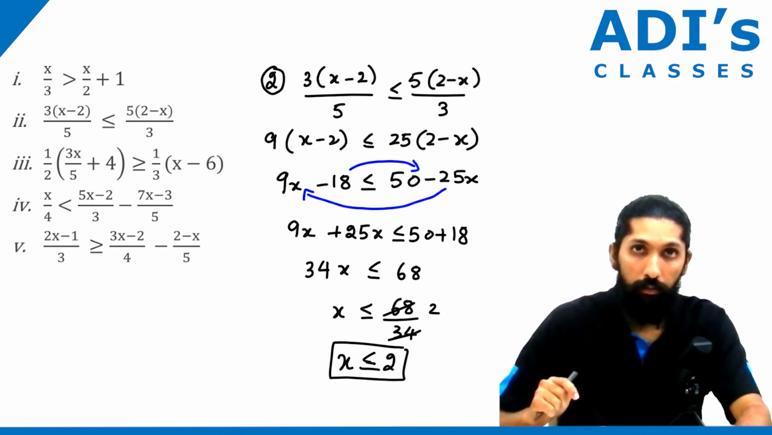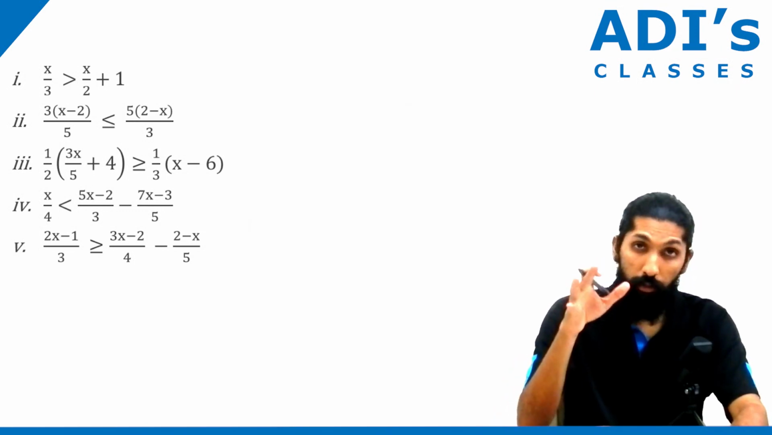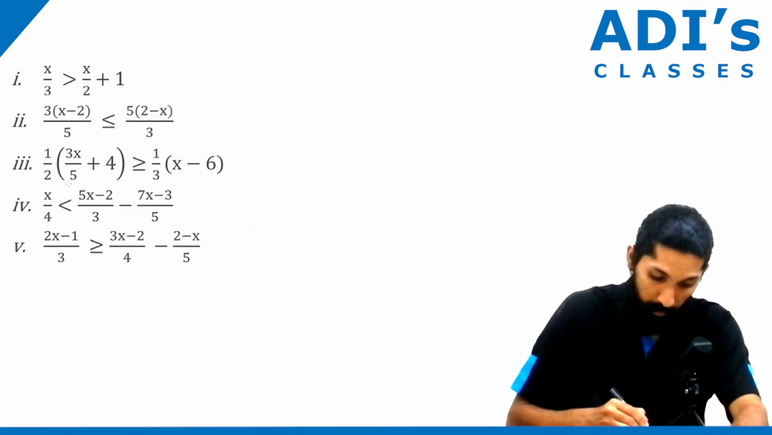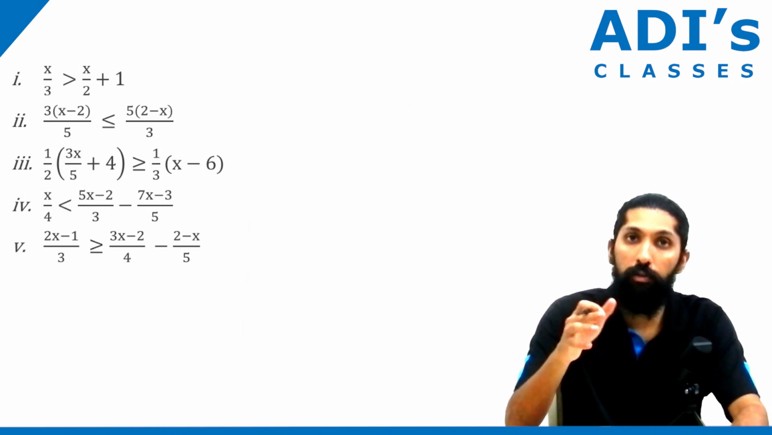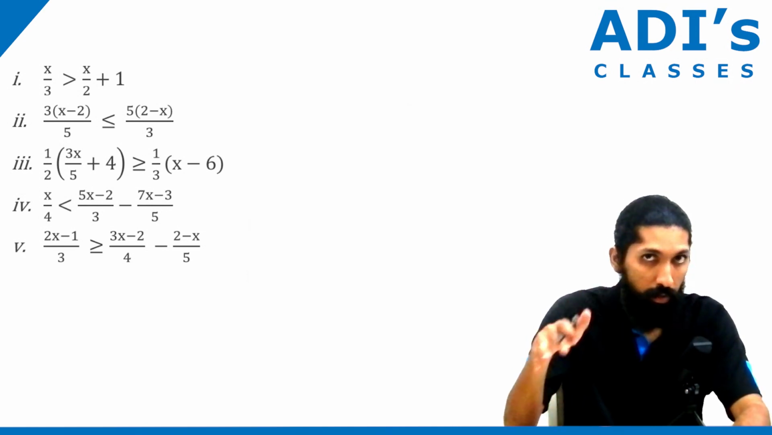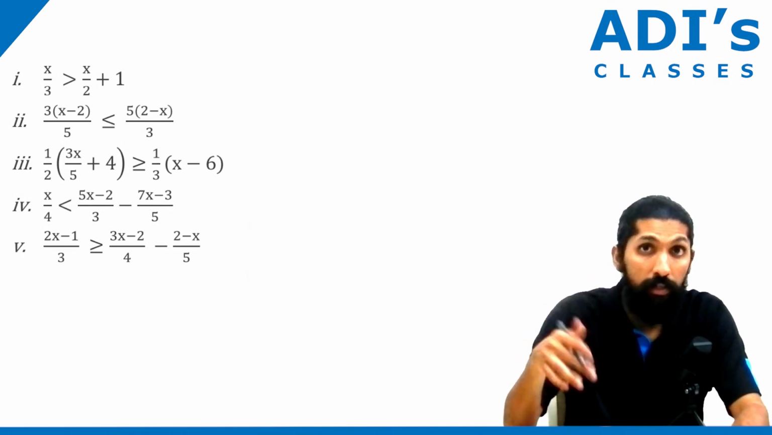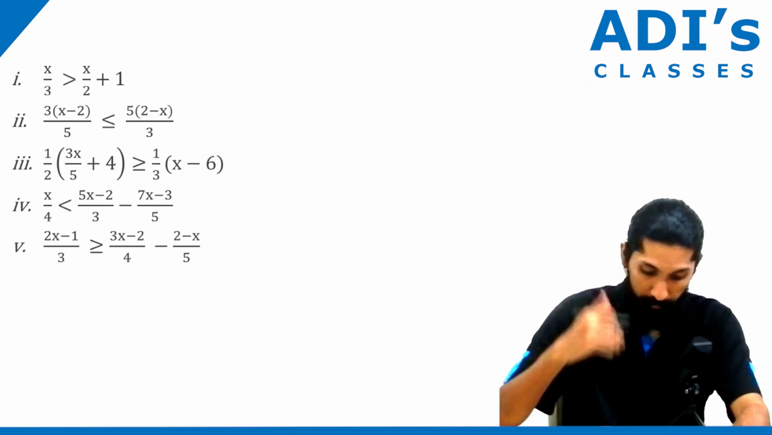Let's do the third one now. For the third one also, you can take the LCM of the 3x by 5 plus 4, and then do cross multiplication. That way it's much easier. I'm just giving you a hint so that you can solve. Now I'll solve the third one.